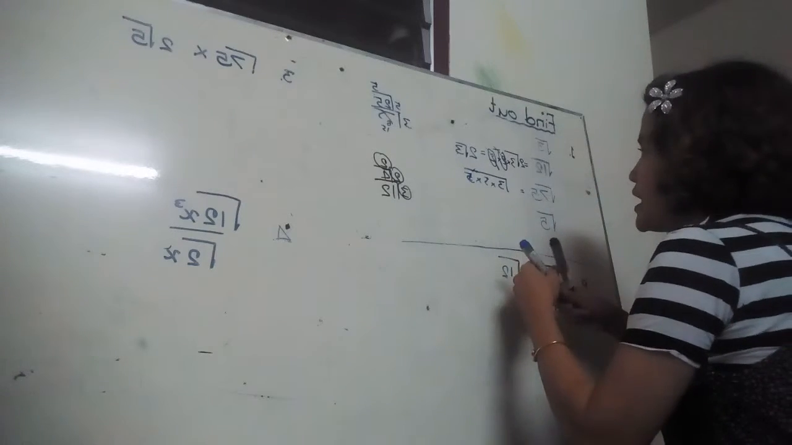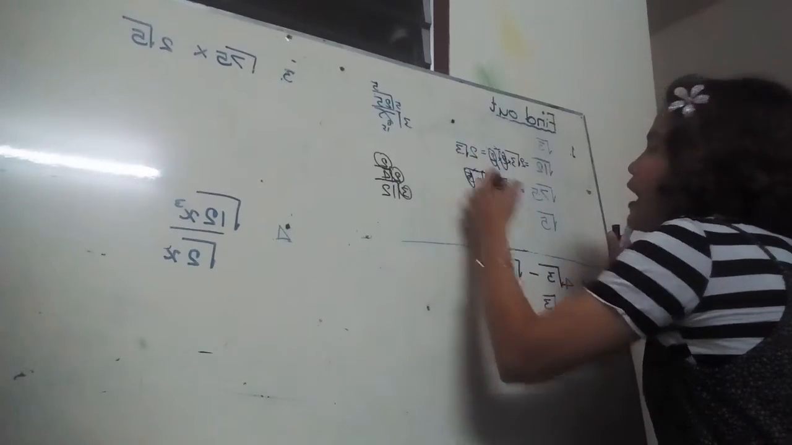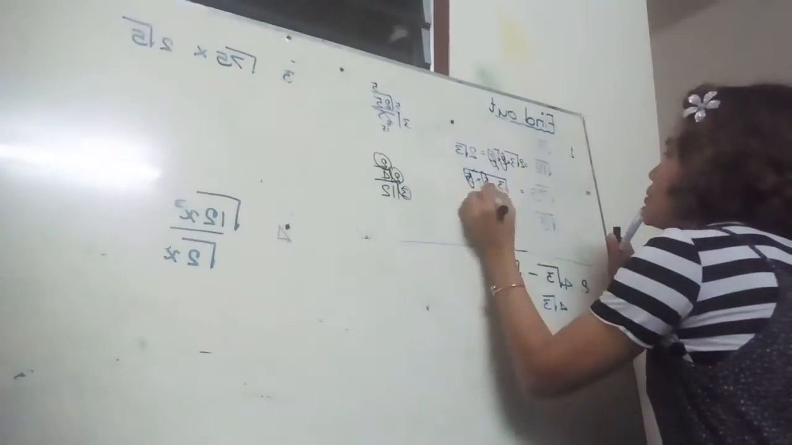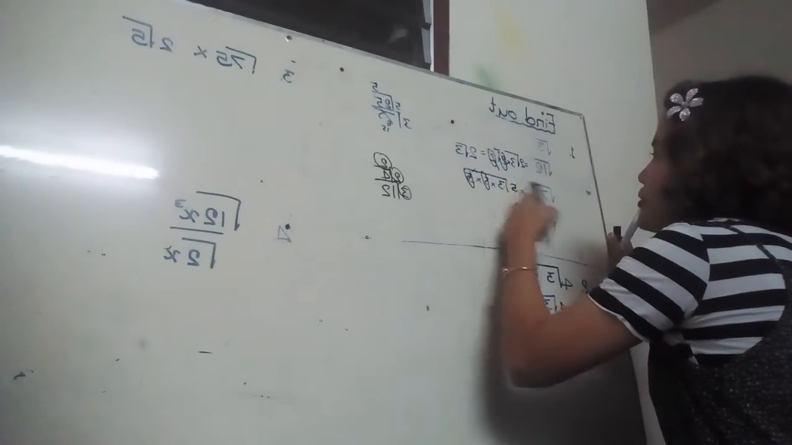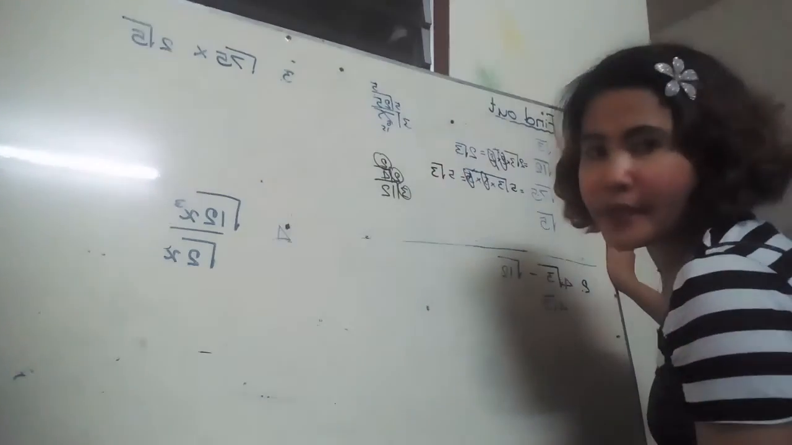Over here you will see 5 and 5, the same figures. So you take 5 in the front and you remain 3 inside. The answer is 5 the square root of 3.